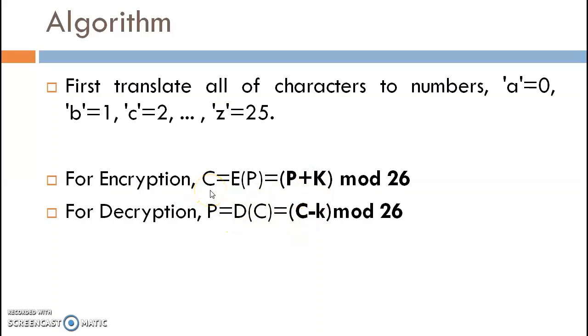So for encryption, C means the ciphertext letter, which equals encryption of the plain text letter, which equals plain text letter plus key modulo 26. In the same way, for decryption we get back the plain text: P equals decryption of C, which means ciphertext letter minus key modulo 26.